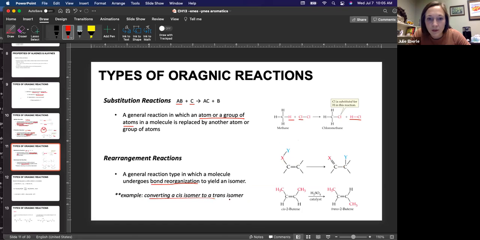A good example is converting a cis isomer to a trans isomer, okay? Bonds actually have to break for this to happen because you can't just rotate the double bond. You can't just flip it. It kind of seems like you can, but you actually have to break the hydrogen-carbon bond and the carbon-carbon bond and rearrange the methyl and the hydrogen groups, okay? All right.